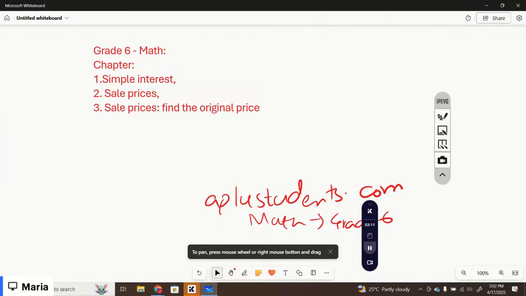The chapter we are going to cover today is consumer math. The lessons we are going to cover today are simple interest, sale prices, and finally original price. So please make sure you have your notebook and pencil so that you can note down the important examples and definitions as well. Let's just start with the lesson that is simple interest.